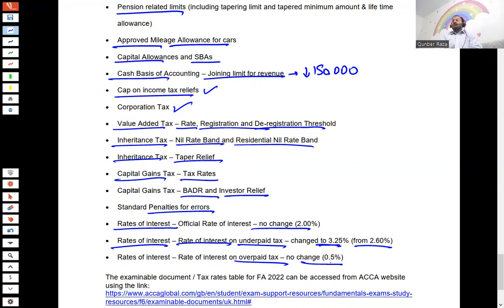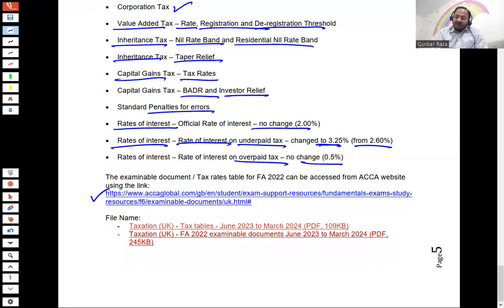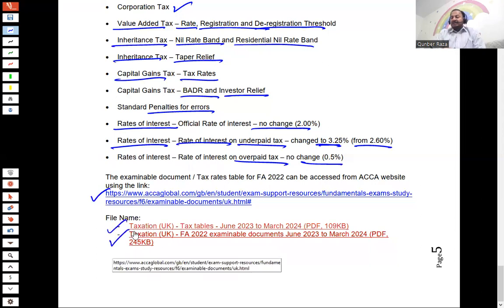Even if someone wants to have a look at what the new revised tax rates are to be exact, he or she can access this link. These are the file names. These are basically inserted as a hyperlink so you can access them directly. I'm done with all of this discussion relating to the changes.